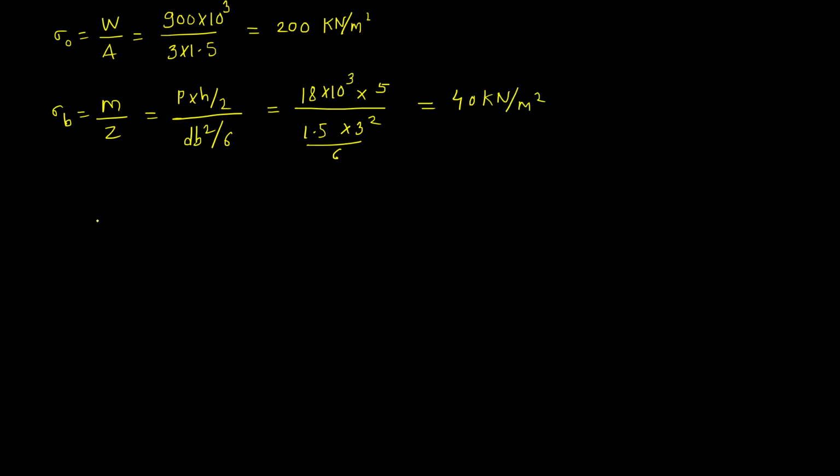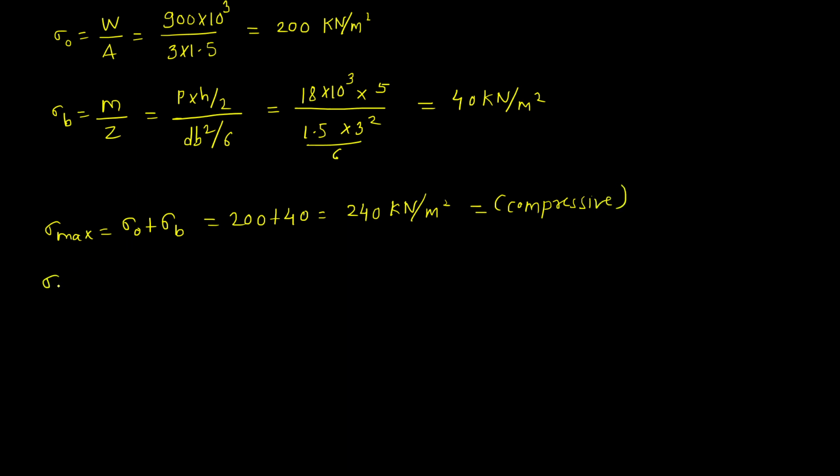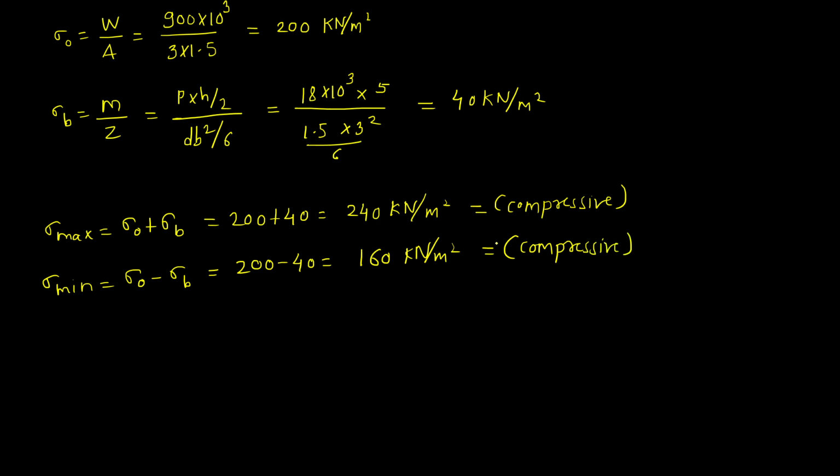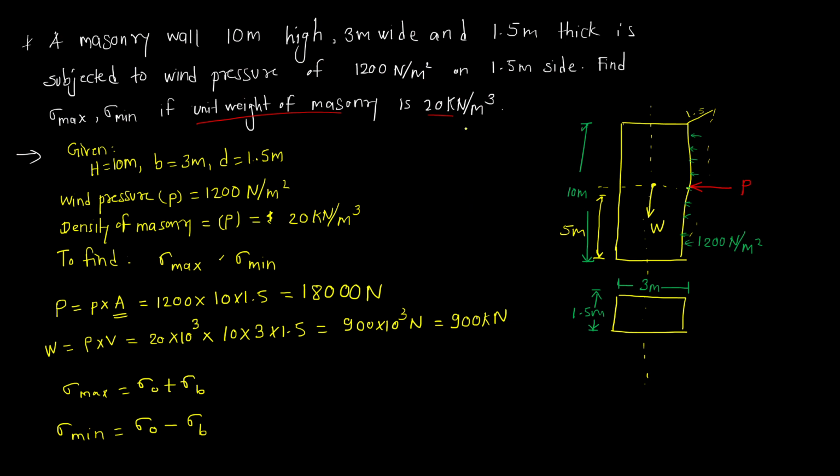So now we have got both the values. Substitute it here. Sigma max is equal to sigma naught plus sigma B, that is 200 plus 40, that is 240 kilonewton per meter square. As it is coming as positive, it is compressive. Similarly, sigma minimum is equal to sigma naught minus sigma B, direct stress minus bending stress. 200 minus 40 is equal to 160 kilonewton per meter square. This is also positive, so this is compressive. In this way, we have calculated the maximum stress and minimum stress for the masonry wall.